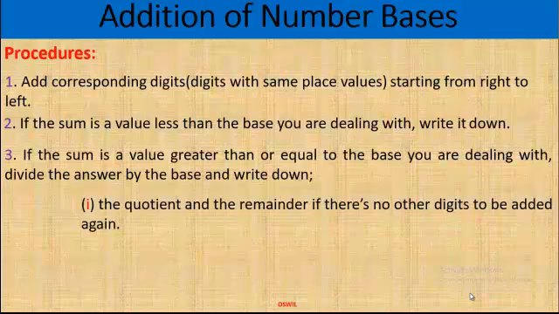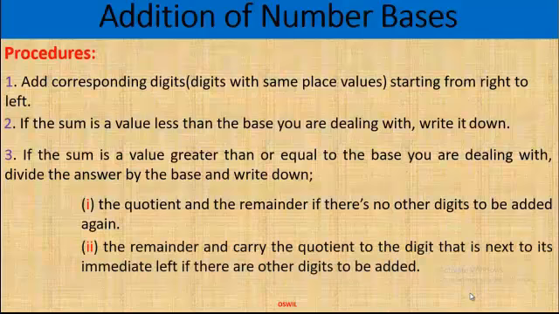If there is no other digit to be attended to, you write both. But if there are other digits to attend to, then you write the remainder and you carry the quotient to the digit that is next to the immediate left of the digit you were dealing with. So these are the procedures you have to follow.